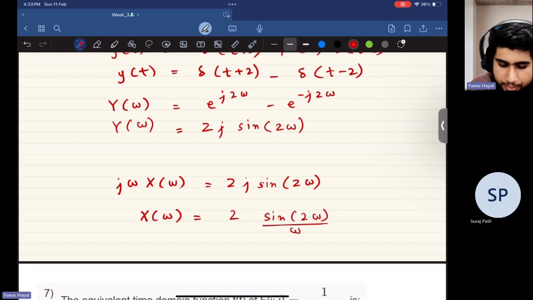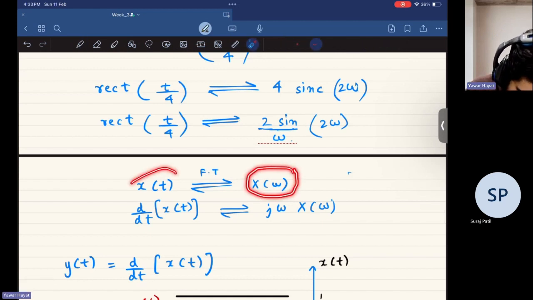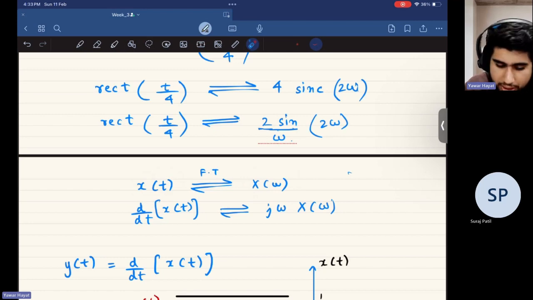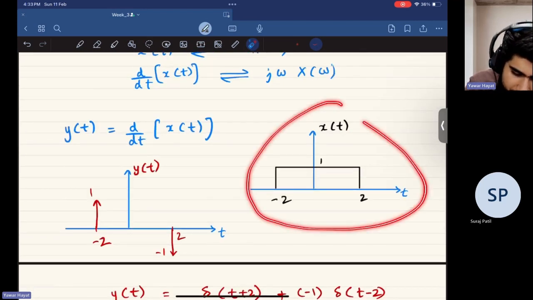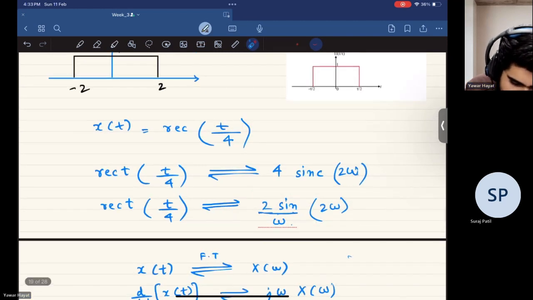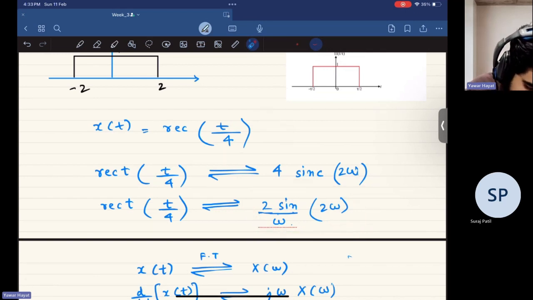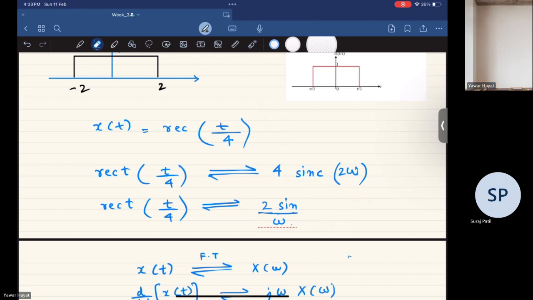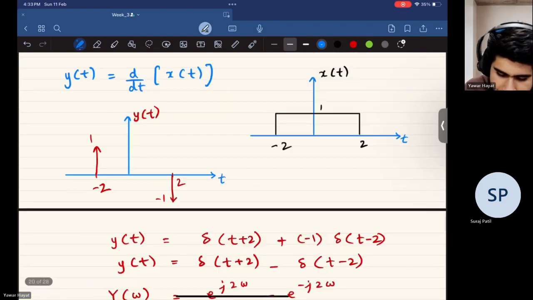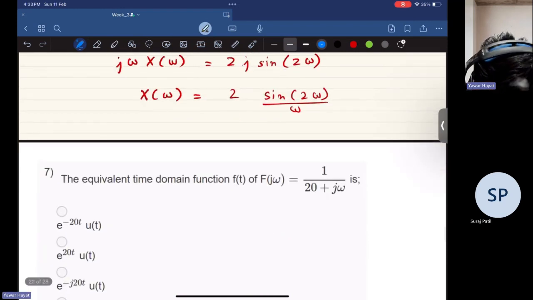And what is X of omega? X of omega is the Fourier transform of the original function x of t in which we were interested. So notice the answer that we got following this formula based approach was 2 sine of 2 omega, sorry, I wrote it wrong, the whole divided by omega. Similarly, I got the same answer. Okay, we saw two approaches for this question as well.